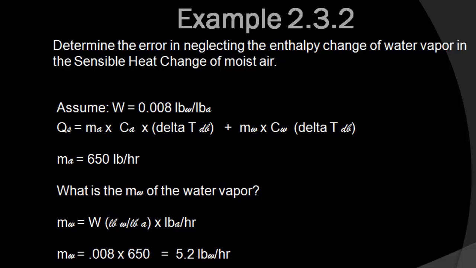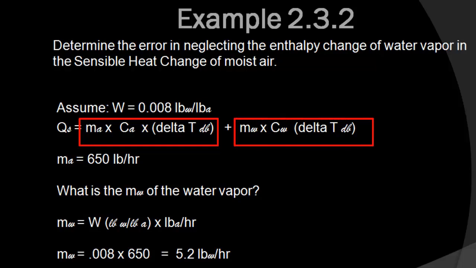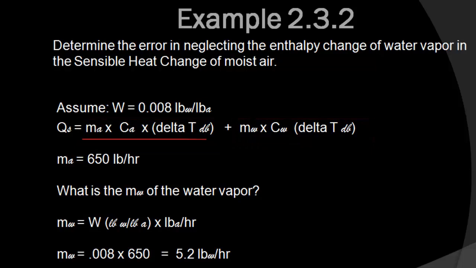To find the sensible change of the moist air sample, taking into consideration both the dry air and the water vapor, our equation would be Q sub S is equal to the mass flow rate of the air times the specific heat of the air times the dry bulb temperature change of the air sample, plus the mass flow rate of the water vapor times the specific heat of the water vapor times the change in dry bulb temperature of the water vapor. The mass flow rate of the air sample is 650 pounds per hour.